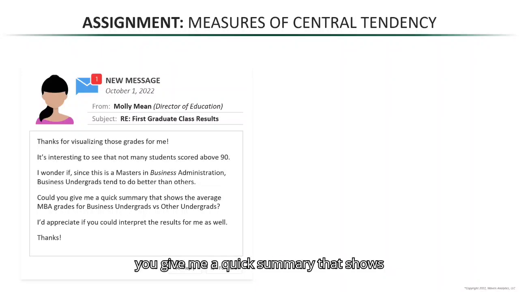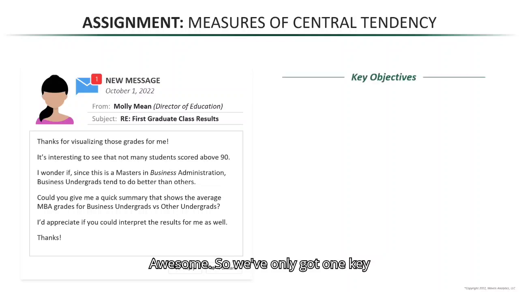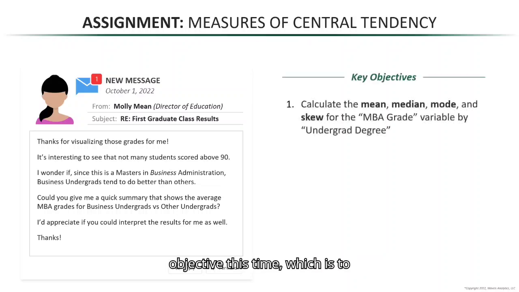Could you give me a quick summary that shows the average MBA grades for business undergrads versus other undergrads? And I'd appreciate it if you could interpret the result for me as well. Awesome. So we've only got one key objective this time, which is to calculate the mean, median, mode, and skew for the MBA grade variable by undergrad degree. Now I'll leave you to it, and I will see you in the solution video once you give it a shot.